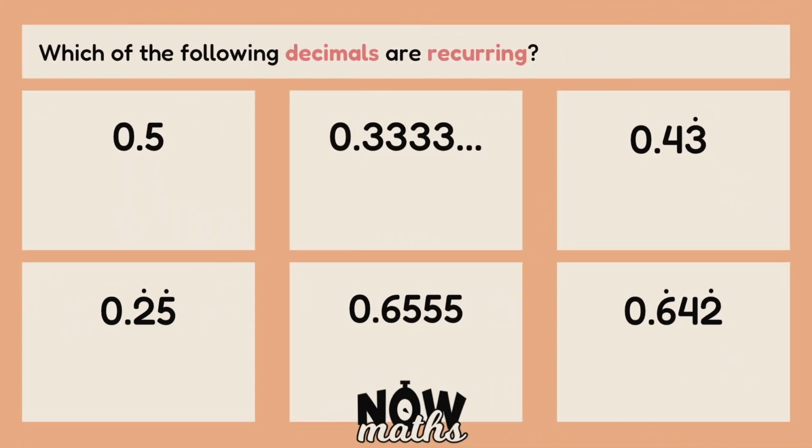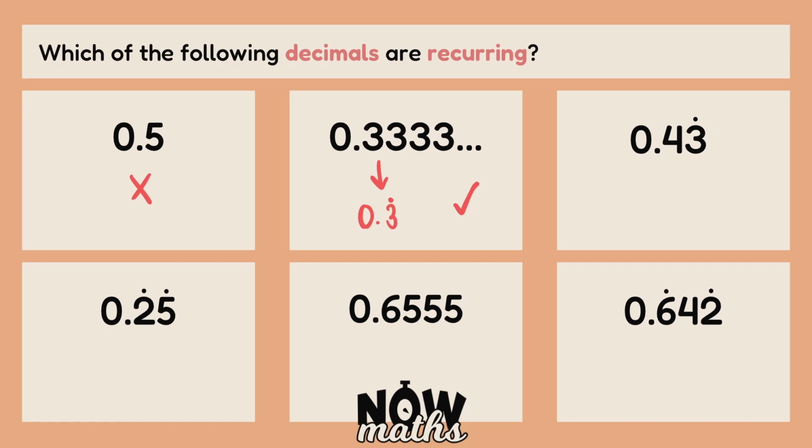So which of these decimals are recurring? Starting with 0.5, this is what we call a terminating decimal. There's no repetition or any dot to signify any repetition, so this is not recurring. The next decimal we have is 0.3333, and we have 3 little dots afterwards. This shows us that this decimal does in fact continue infinitely in this pattern, and usually we would write this as 0.3 with a little dot above the 3 for 0.3 recurring. So this one is a recurring decimal.